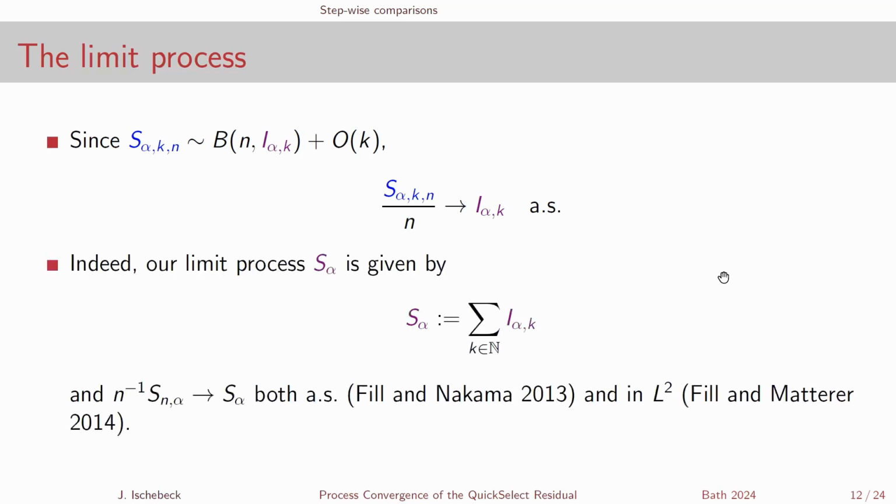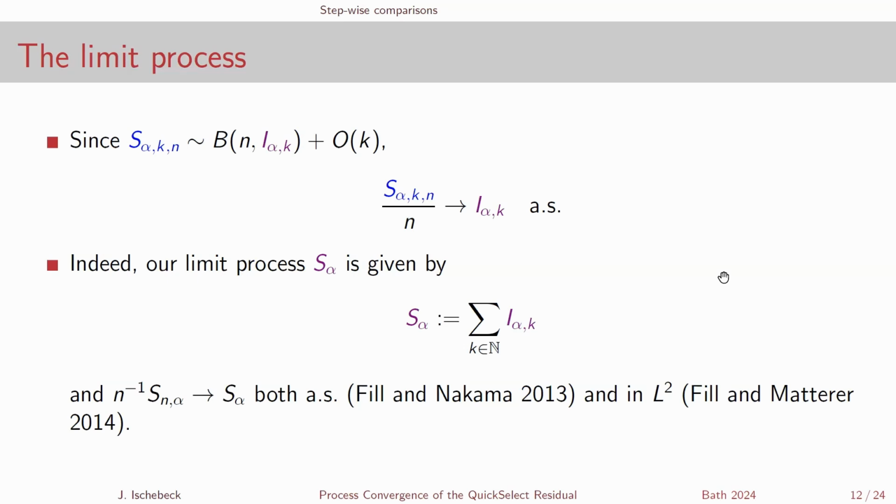Now, if we can bound this sum, we see that the sum over all steps should then also be converging against the sum of all these probabilities. And indeed, this is how our limit process looks like.